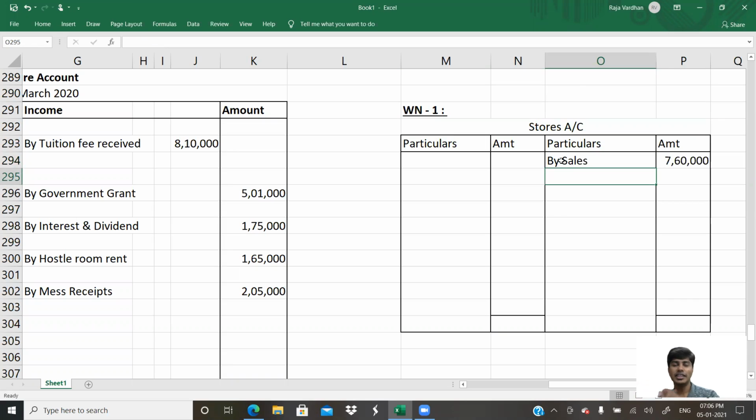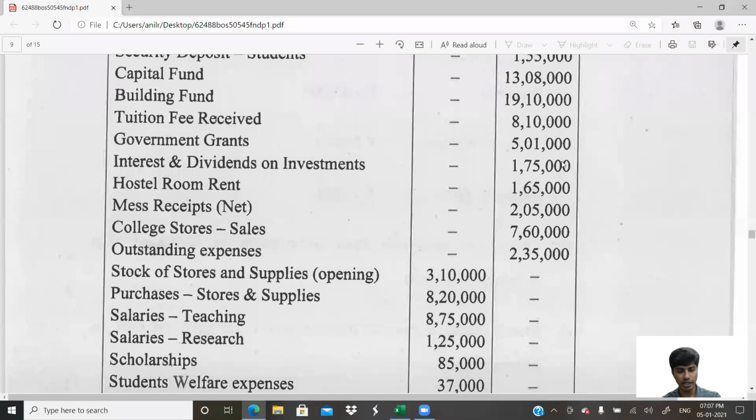Yeah, sales. On the receipts and payment account, it would have come on the debit side as sales. So on the receipt side it is cash account debit to sales, and then from the sales account it's getting posted to stores account. Perfect. I hope there shouldn't be a problem there.